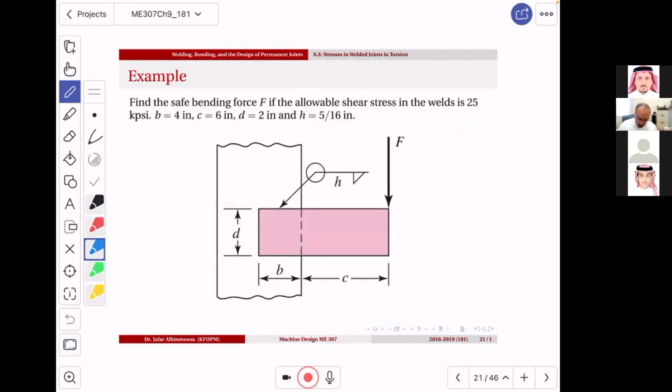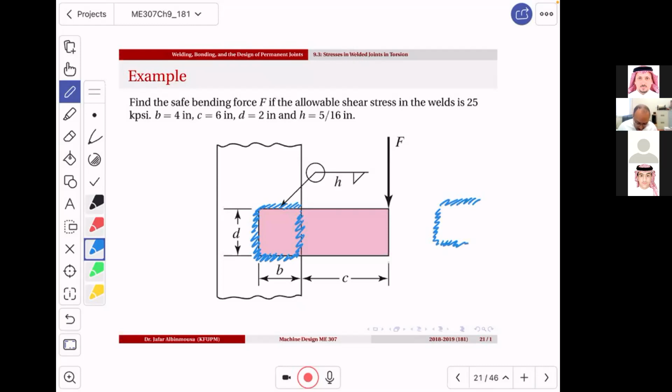Look, this is a simple example. The weld, guys, came like this. Okay? So what happened? Sometimes you have a weld which makes it like a rectangle. Sometimes you have a weld which makes it like this. It doesn't matter. Everything is in the table.